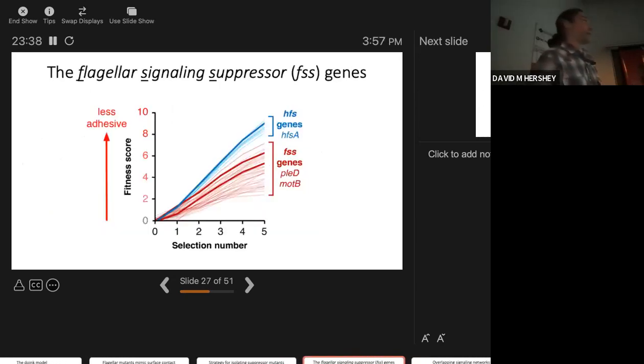And so when you do this experiment, as you would probably expect, the holdfast synthesis genes are still the strongest determinants of adhesion in this flagellar mutant background. But we also identified about 40 genes that we think are downstream of the flagellum in terms of activating holdfast production. So we call these genes flagellar signaling suppressor, or FSS, and there's 40 of them. This is a big initiative going on in my lab right now, to understand what these genes are doing to activate holdfast production. But I'm going to spend the rest of the time talking you through what we've learned so far.